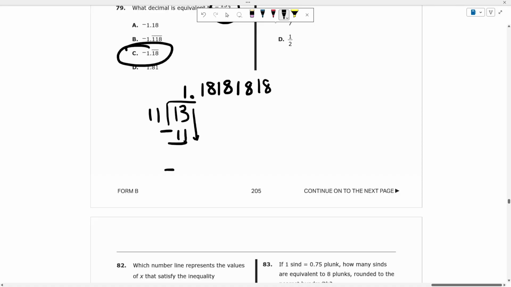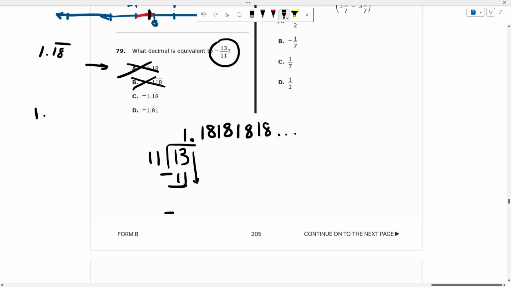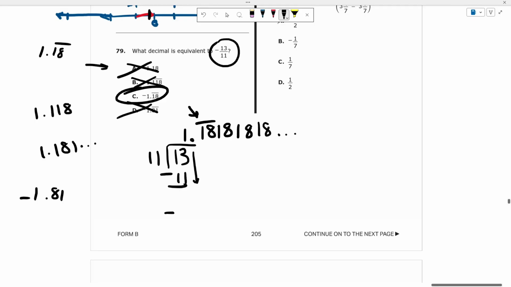So because it repeats forever, what you need to do is put a bar over the numbers that repeat. So choice A is out of the running, and then choice B is out of the running. Choice A is not there because it doesn't even have a bar. That would mean that this evenly divides. No, this repeats forever, so you need to put a bar over the 1.8. Choice B is wrong because 13 divided by 11 is not equal to 1.118. It's equal to 1.181 forever. And then choice D is wrong because it has the order wrong, negative 1.81. No, it's negative 1.18. The 1 comes before the 8, and you put a bar over the 1.8 because that's the part that's repeating again and again.